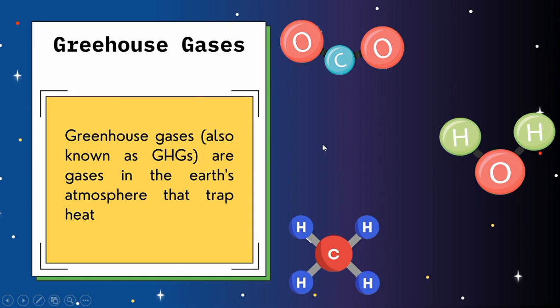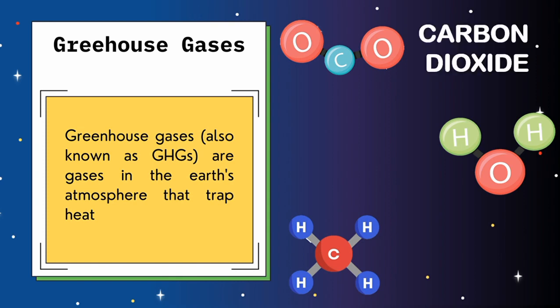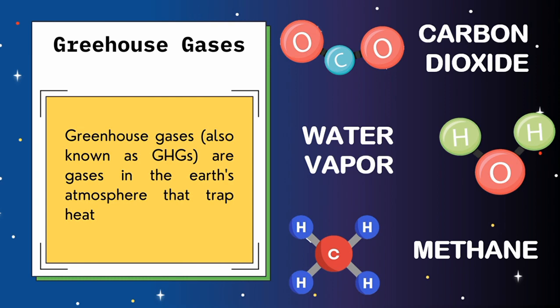So, greenhouse gases are gases in the Earth's atmosphere that trap heat. We have here carbon dioxide, water vapor, and methane. So all of these three gases are example of greenhouse gases. So planet Earth needs a balance of greenhouse gases to maintain the right temperature for living things. But some of human activities are changing the natural greenhouse effect.